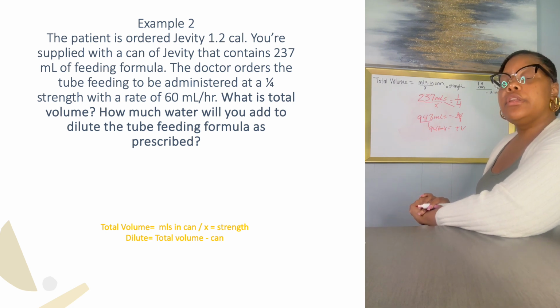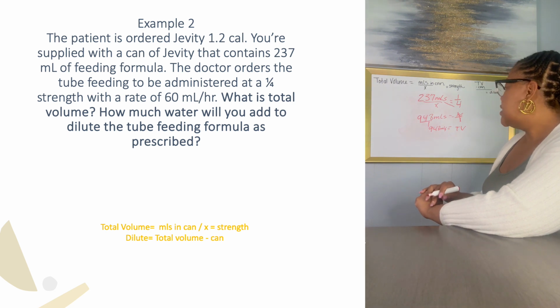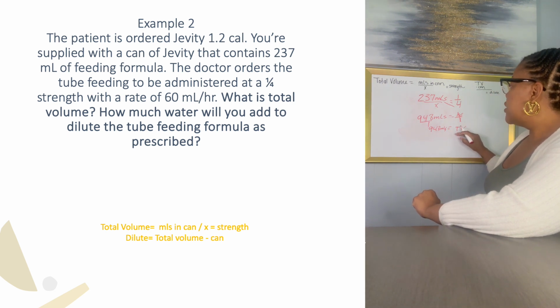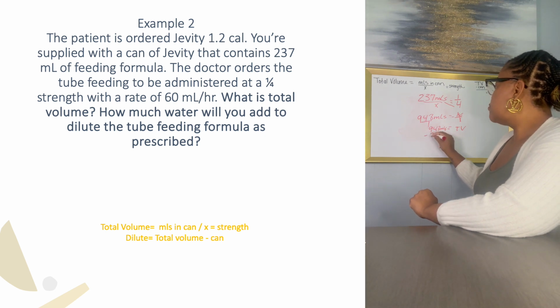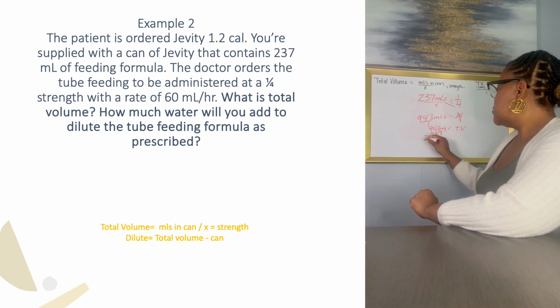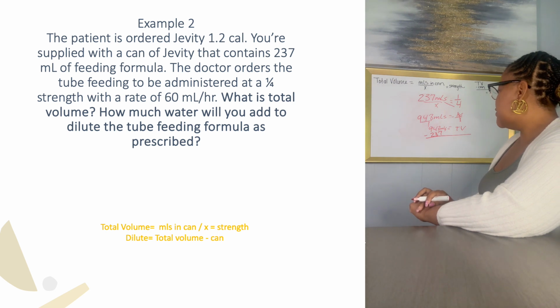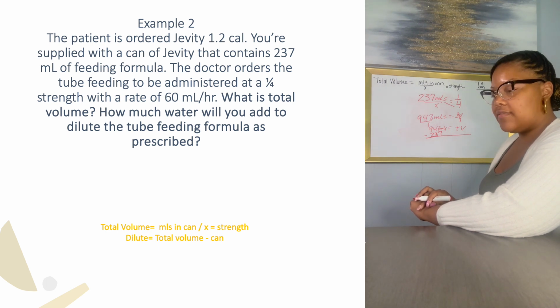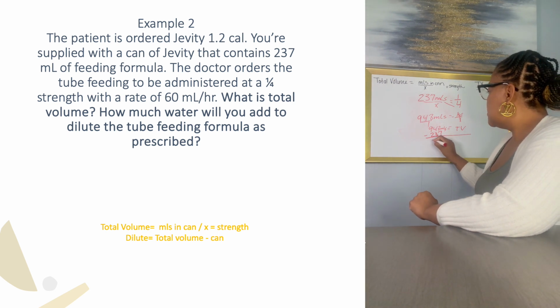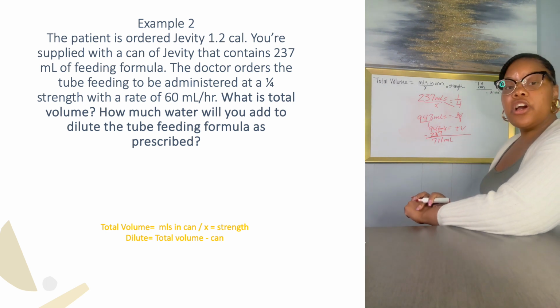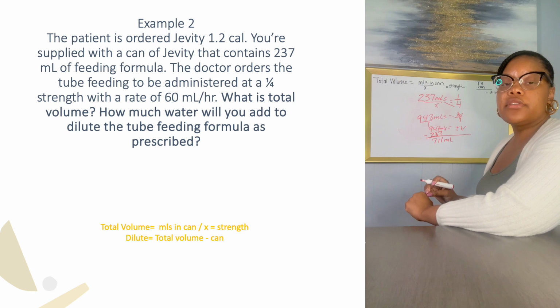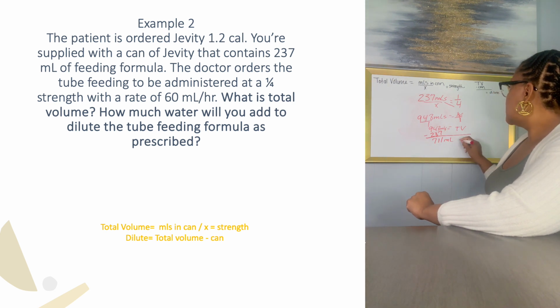So now we're going to need to figure out how much water we will need to add to dilute it. So we have our total volume here. So how much comes in our can? 237. So then we're going to subtract 237 from 948, and we're going to get 711. So we would need 711 mLs of water in order to dilute this.